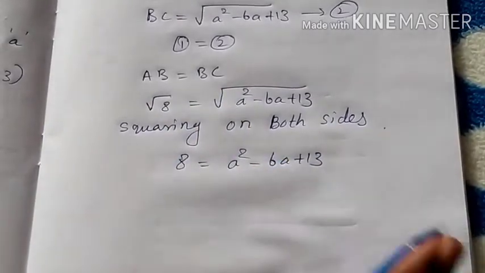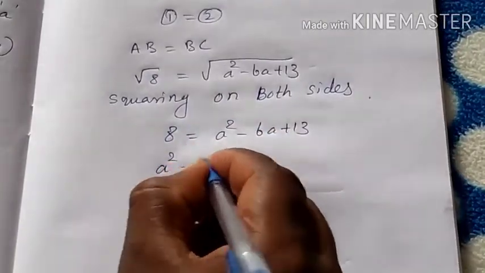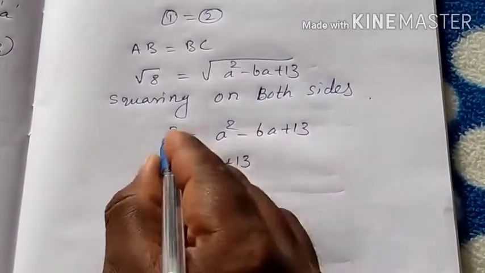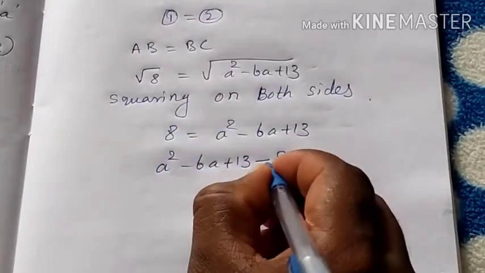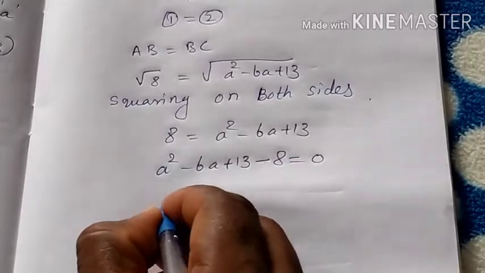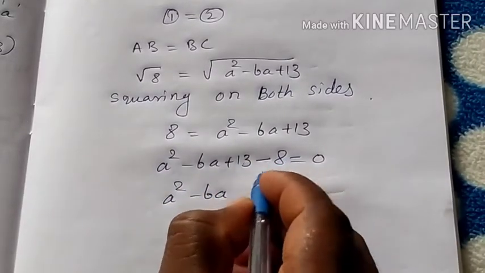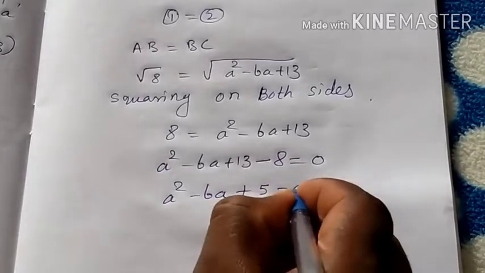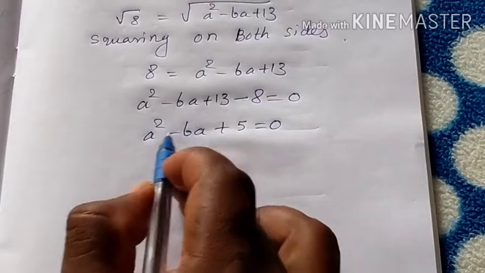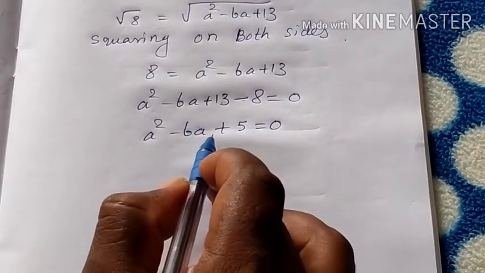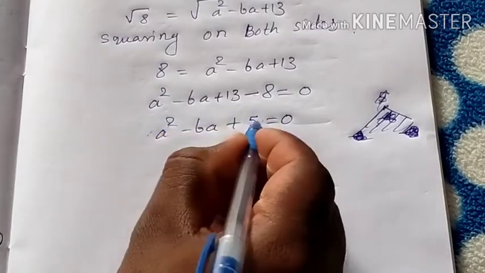Okay, now we get this. Making the transposition, we get a squared minus 6a plus 13, and transposing we get minus 8. This is plus 8, now we get minus 8 equal to 0. So a squared minus 6a, 13 minus 8 is plus 5 equal to 0. Now we get the quadratic equation, and we already know the factorization method. The a squared coefficient is 1 and the constant is 5.